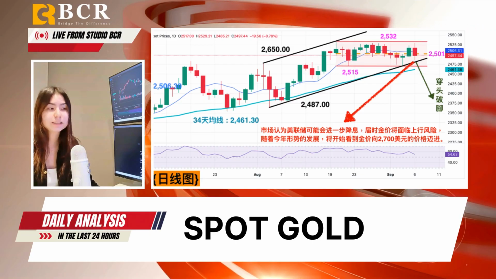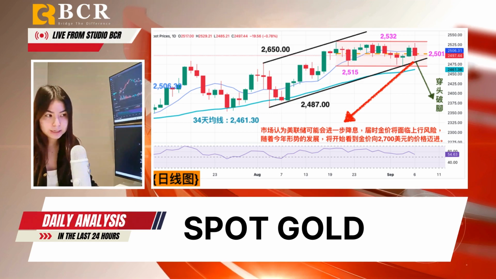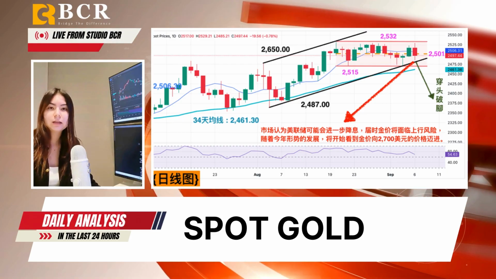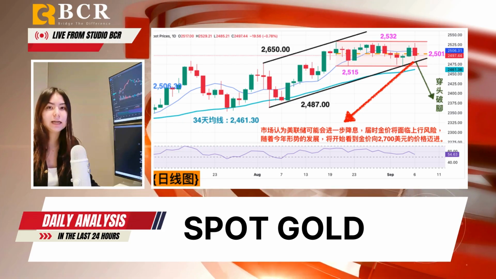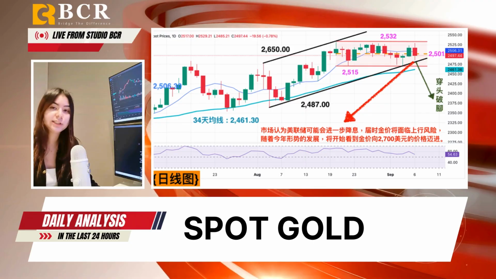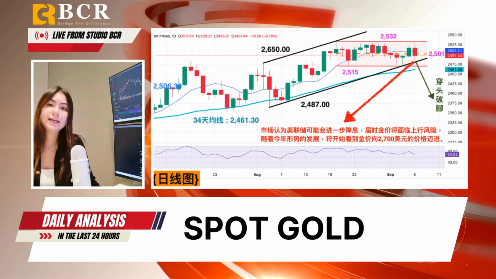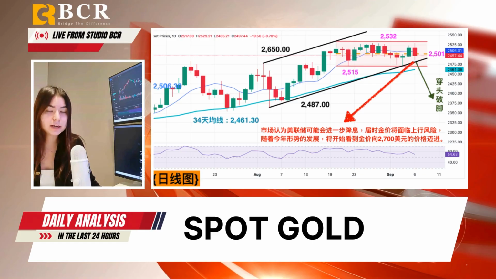Technically, the gold prices fell sharply from a high of 2,529.5, dropping below the 2,500 key support level and losing short-term moving average support. The 14-day RSI is at 54.50 and the MACD and MA indicators show bearish signals. The recent support is at 2,487. If breached, 2,470 and 2,461.3 could be next.